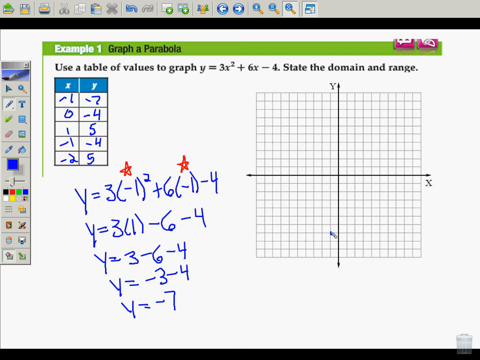I have -1, -4. I have 1, 5. And I have -2, 5. Sorry, this should be -3. So -3, 5.